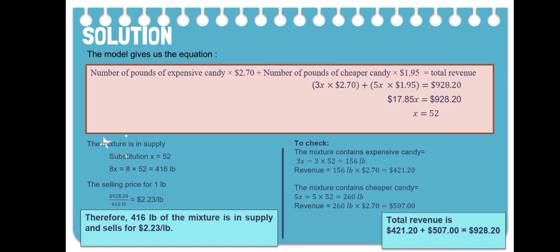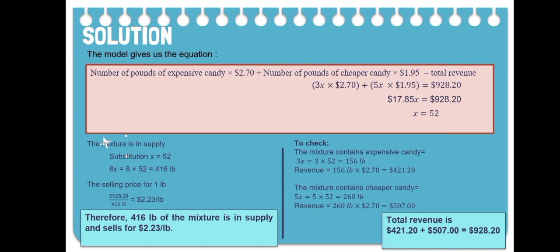And then for the mixture in supply, substitute x equals 52 into 8x. So 8 times 52 is equal to 416 pounds. The selling price for 1 pound is just the total revenue divided by the mixture in supply. So $928.20 divided by 416 pounds is equal to $2.23 per pound.